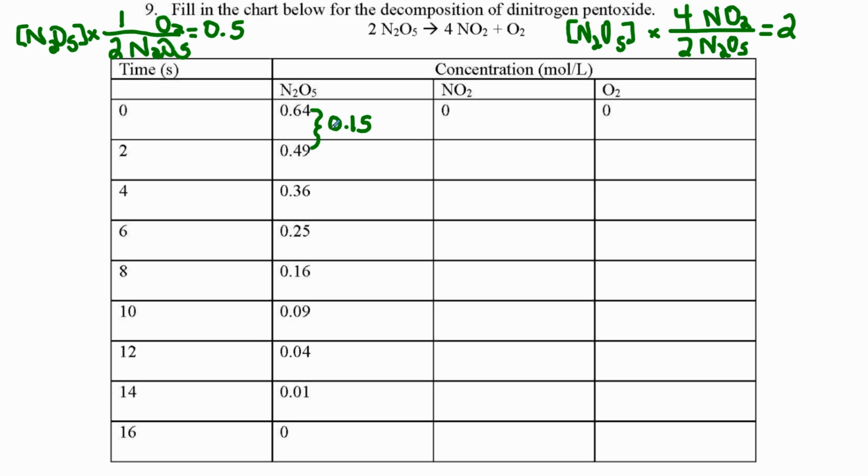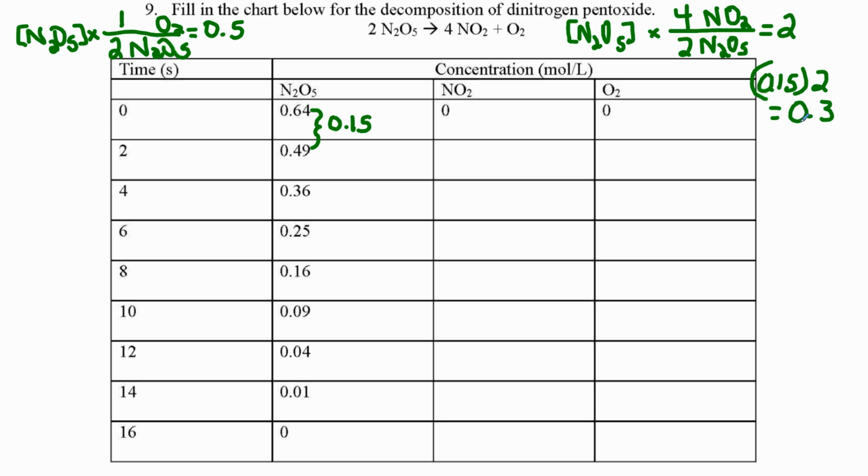Okay, so what you do then is you take that value, and let's start with NO2. So I'm just going to do my work for NO2 over here. So I'm going to take the 0.15 and I'm going to multiply that by 2. Okay, so I'm saying the change in concentration of N2O5 changed by this amount, and I know that NO2 is going to change by twice as much. So that equals 0.3.